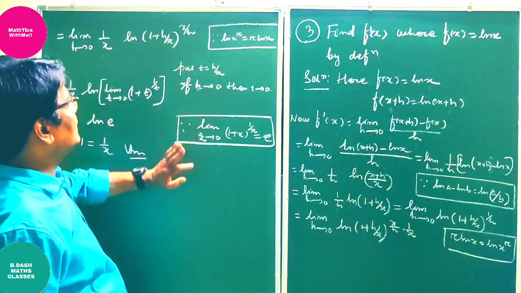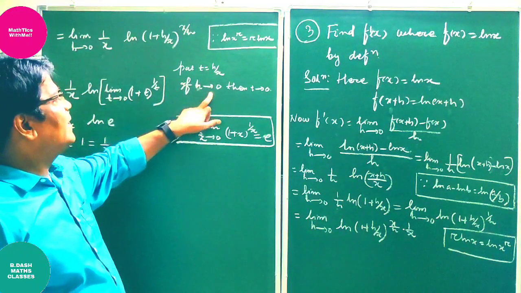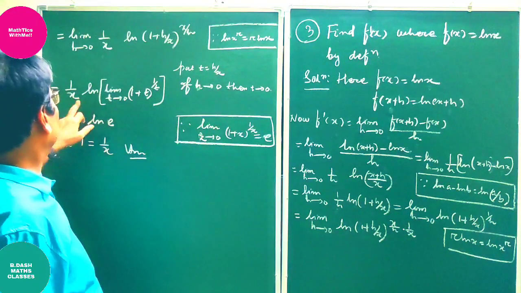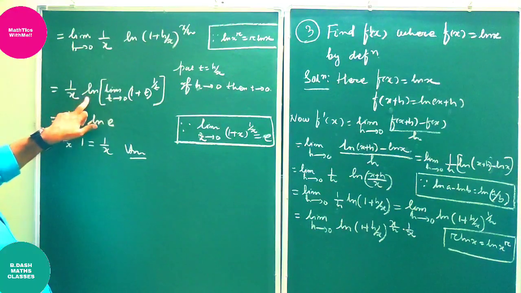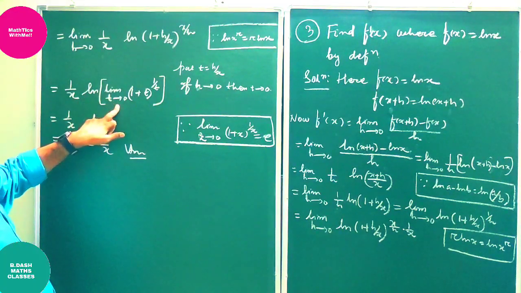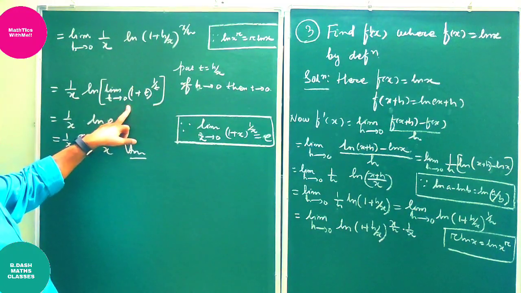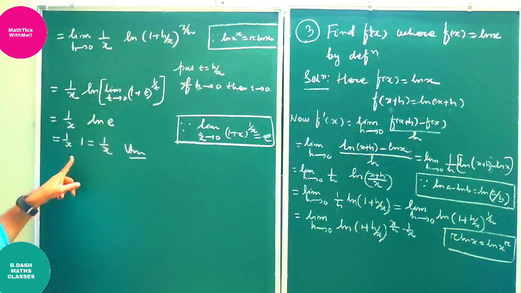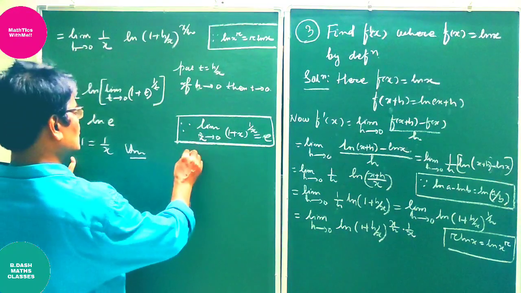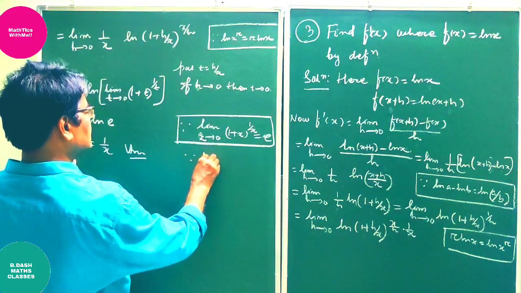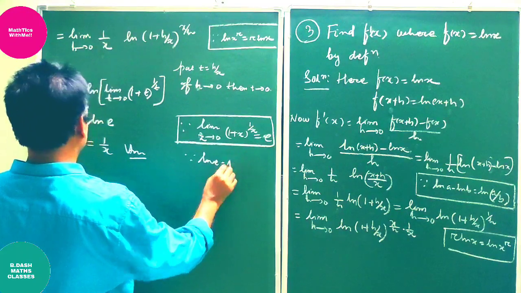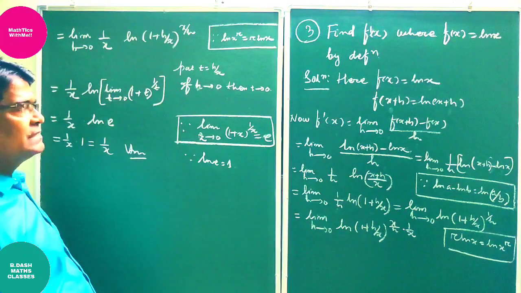Now we are taking t is equal to h by x. If h tending to 0, then t tends to 0. So 1 by x limit ln limit t tends to 0, (1 plus t) to the power 1 by t, and this value we know is e. So ln e equals 1, since ln e is equal to 1. So the answer is 1 by x.